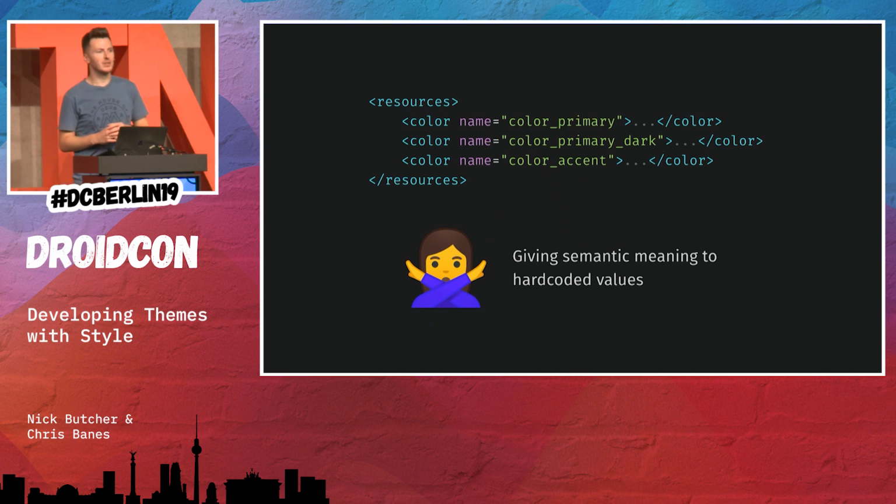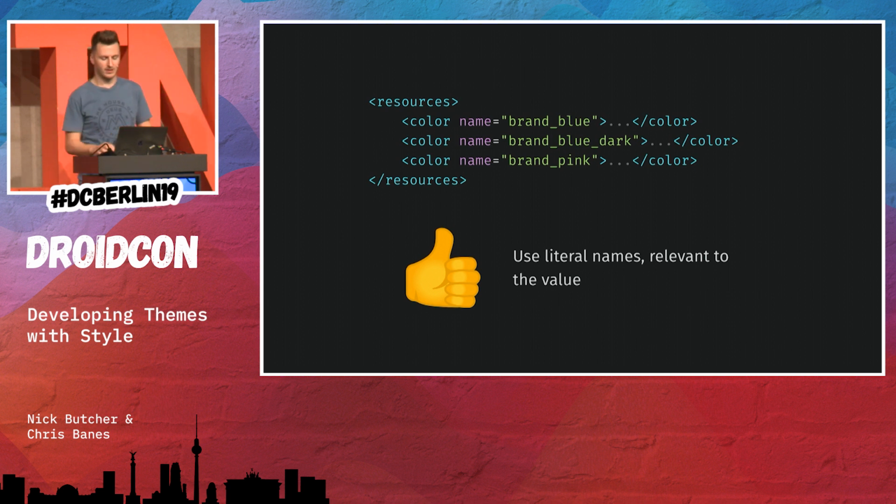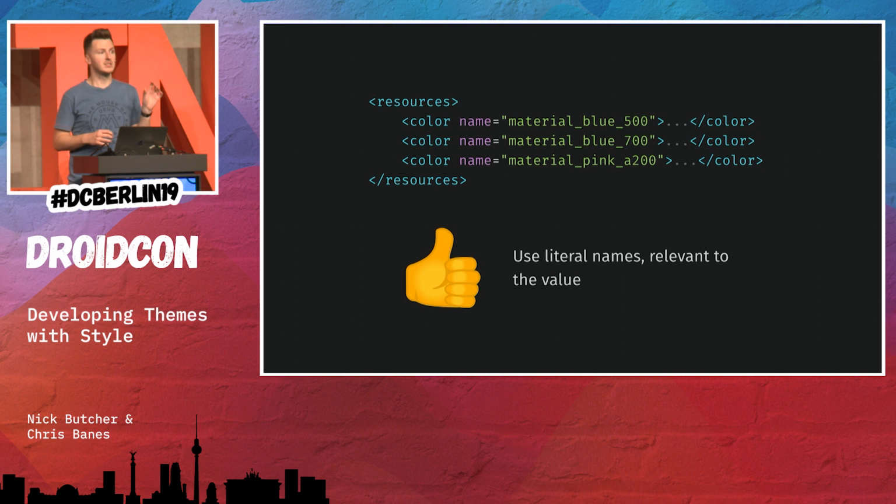The problem is that you're giving semantic meaning to hex code values. They don't actually have meaning. They're just representations of color. Your app is the thing that gives them meaning. So instead, you should name them literally. If you have a brand color, a brand blue, or a brand pink, or whatever it is, name them that. If you're using the material colors, those have names and numbers, they're tones, and so use those numbers.